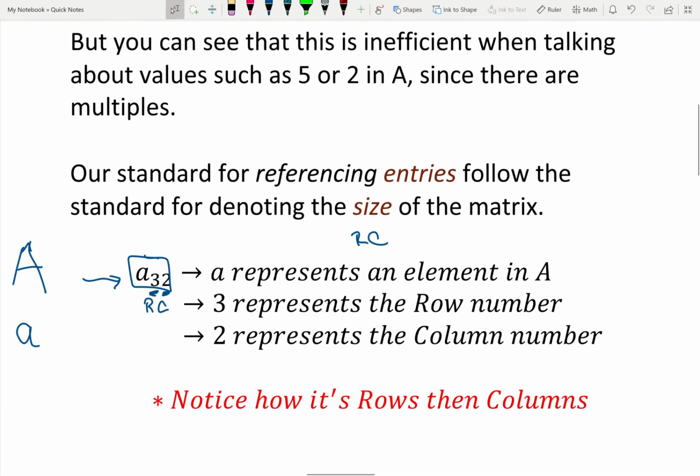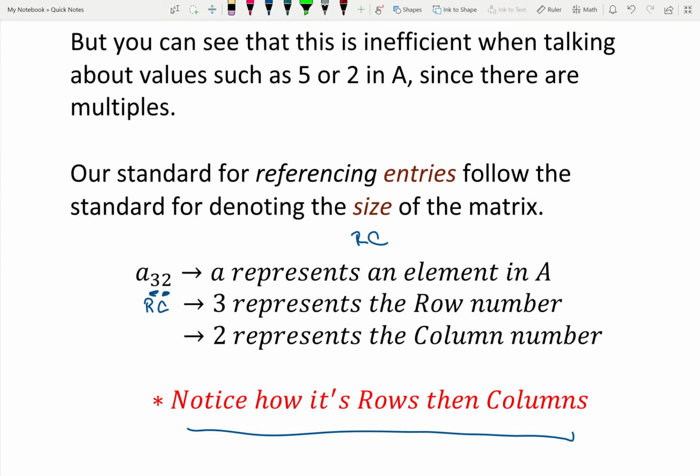Nothing crazy. The big thing here is, of course, notice how, just like when we were talking about size, it's always rows, then columns, rows, then columns, rows, then columns. That's probably the biggest mistake students make when they first learn linear algebra or matrices, is they switch the rows and the columns. Always talk about rows first and then columns.